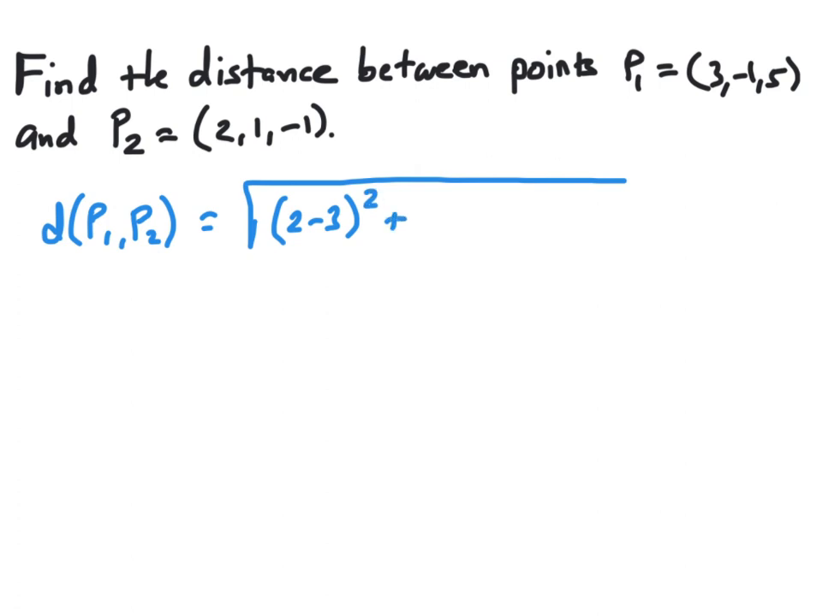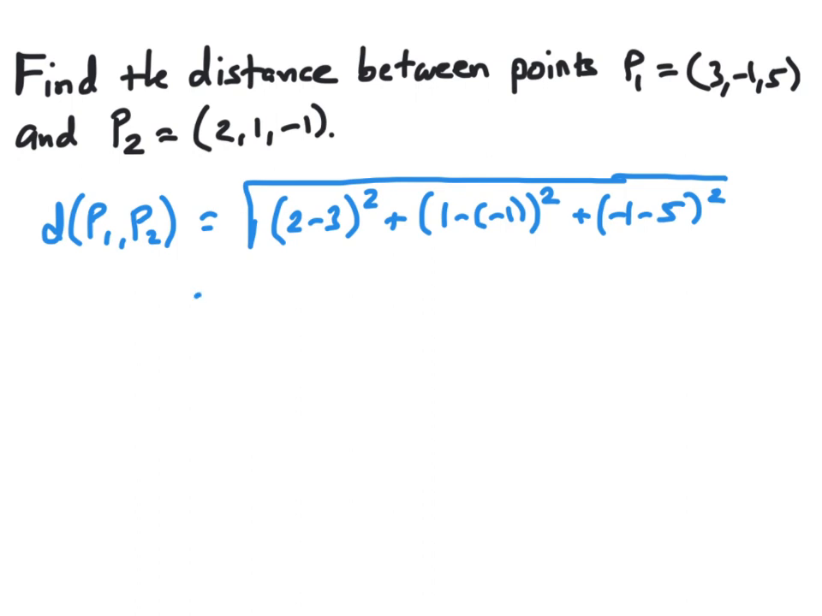We add to that the square of the differences of the y-coordinates, which would be (1 minus -1) quantity squared. And last but not least, we take our z-coordinates and subtract those, (-1 minus 5) quantity squared, and all of this, of course, inside the square root.